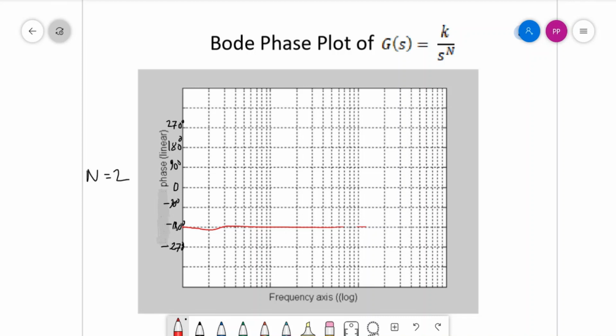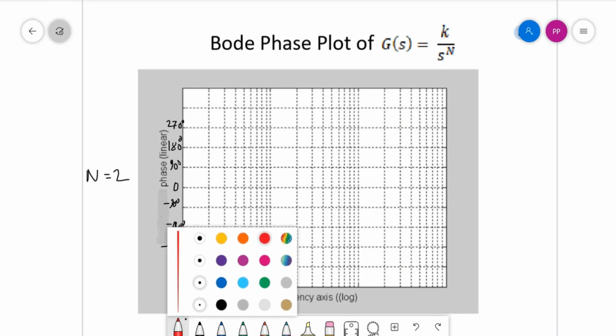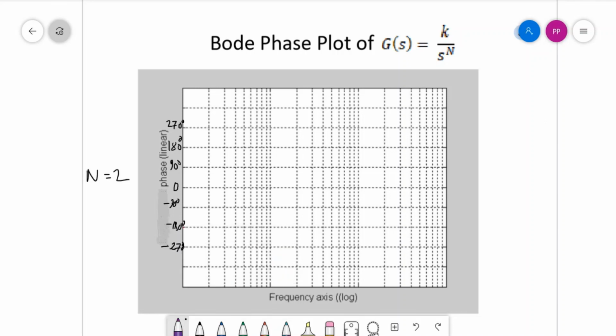So this one is this one. For the first one, let us draw it separately. For the two cases, for k the slope is 0, so I am drawing this. For k the slope is 0. This is 10 power 0, 10 power minus 1, 10 power 1, this is 10 power 2. So the phase is 0 for the constant part.